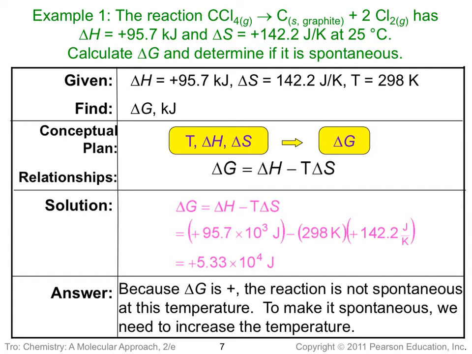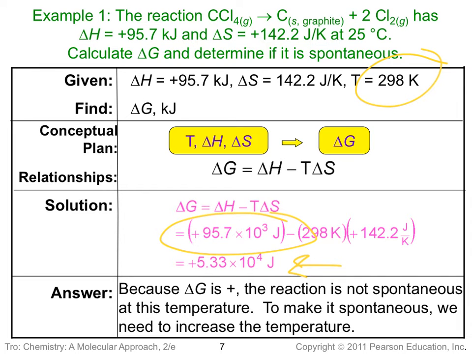First thing we have to do is get all our terms in the same units. We've got one of them in kilojoules, one of them in joules per K, and one of them in degrees C. So we go first to K, and then down here we go to joules for the delta H, and it turns out that this is going to be positive.